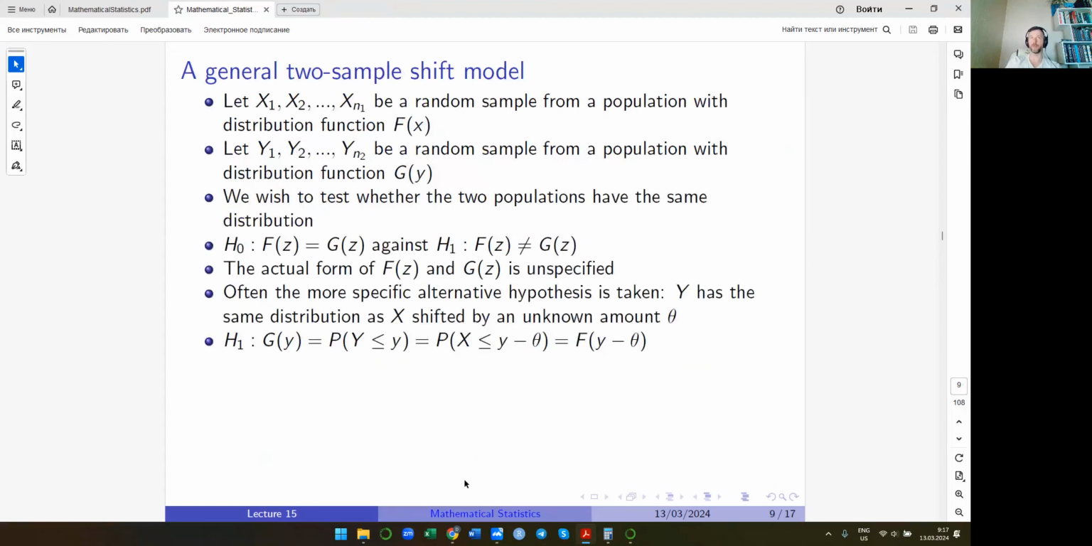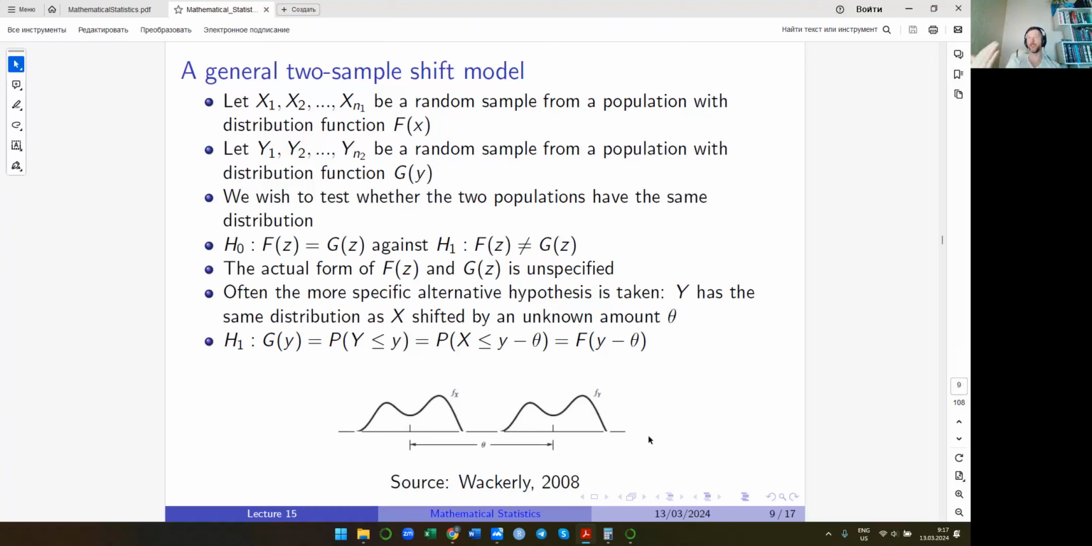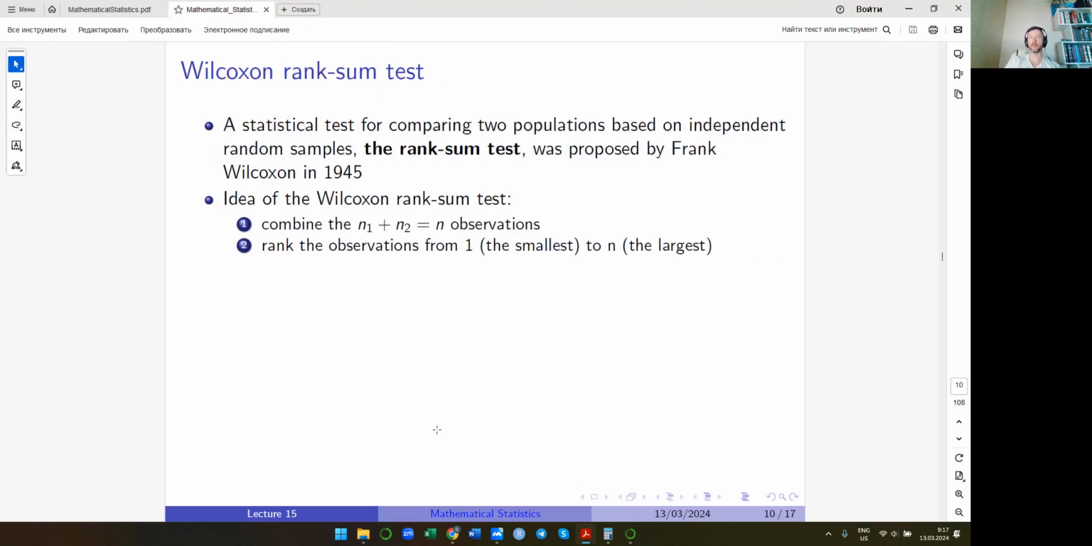Again, going back to this picture, if I take a sample from this distribution and from this distribution, you see that from the right-hand side distribution I will always have larger numbers than from the left-hand side distribution. So the rank sum of y is going to be larger than the rank sum of x. That's exactly the idea of the Wilcoxon rank sum test.